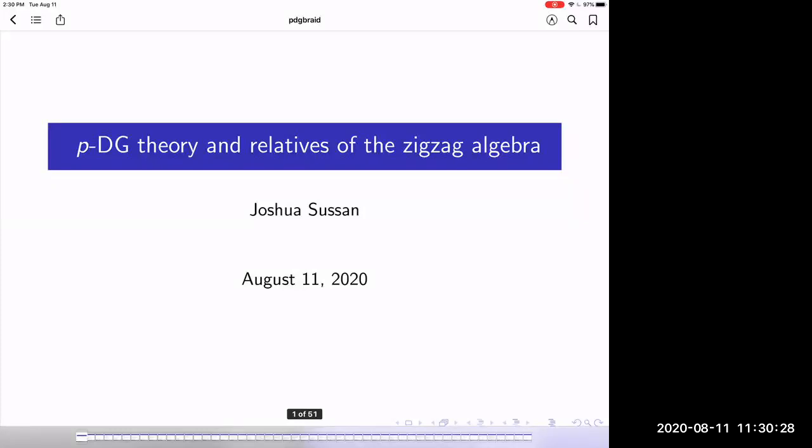Thanks everybody for coming. So I'm going to be talking about relatives of the zigzag algebra, not the relative we saw in the previous talk, but maybe some simpler relatives, and how to import some PDG theory from the lectures that we saw from Shiyu into the story.